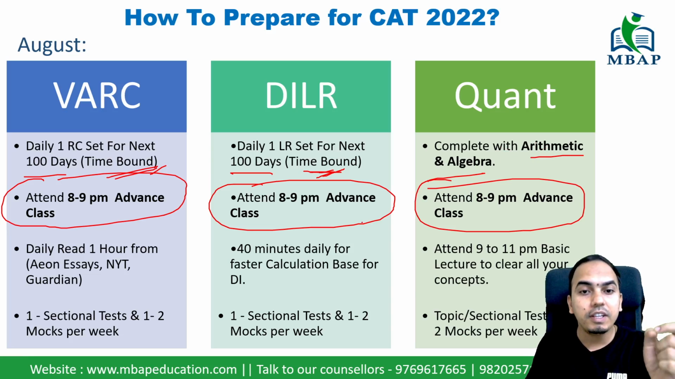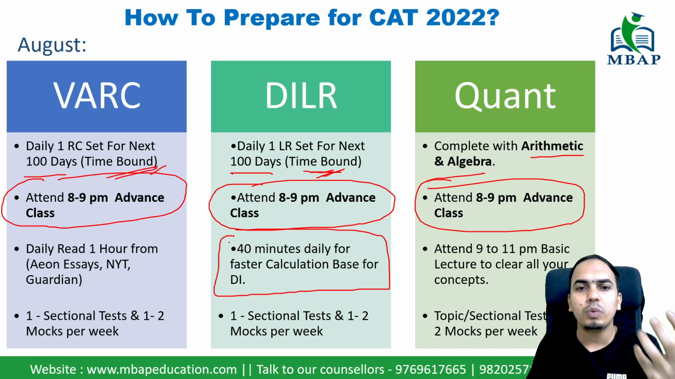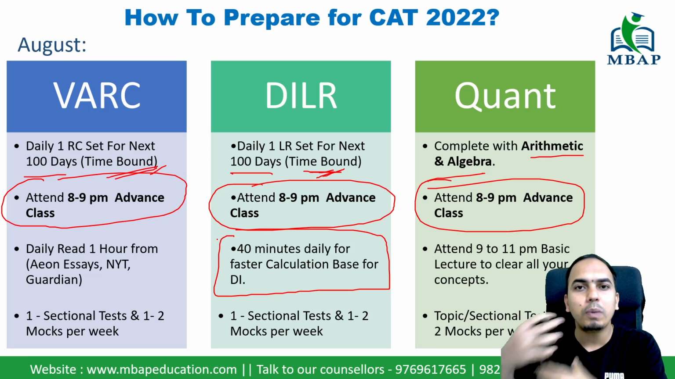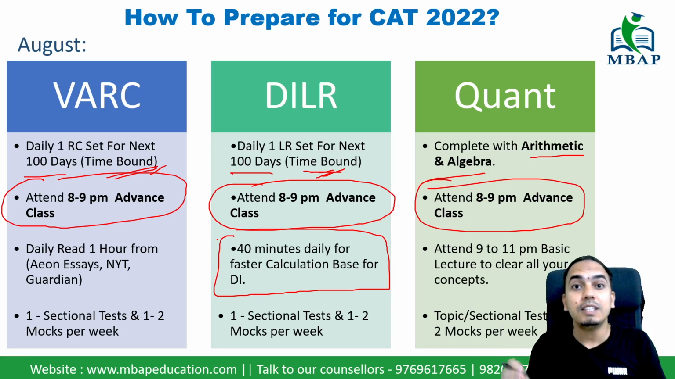On an everyday basis people do LR, people do DI, and they say, yes sir, my speed is very slow. That is because your calculation speed is slow. Do you know tables? Do you know squares and cubes? Do you know how to add three digit numbers faster? Do you know how to multiply three digit numbers or two digit numbers faster? Do you know how to do percentage calculation faster?